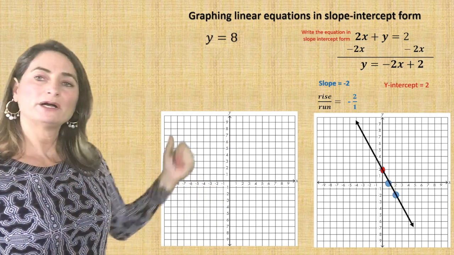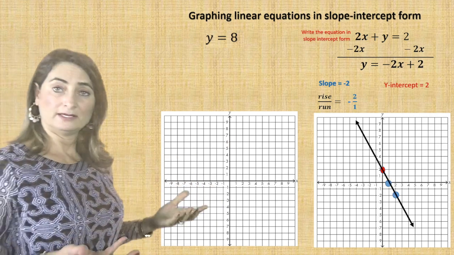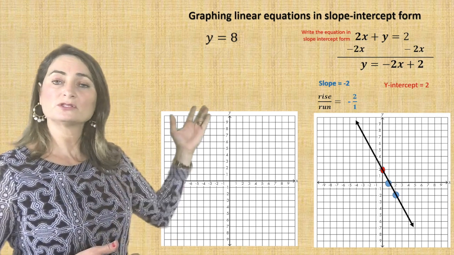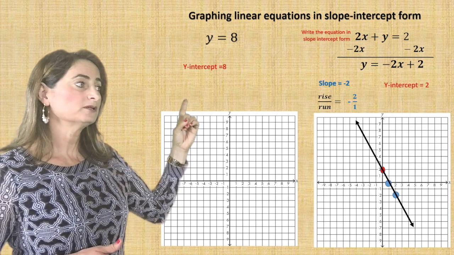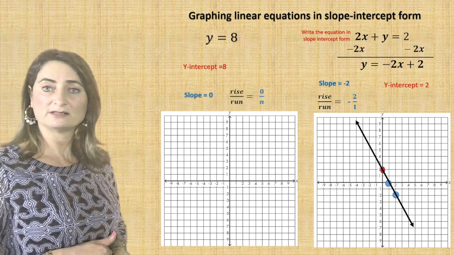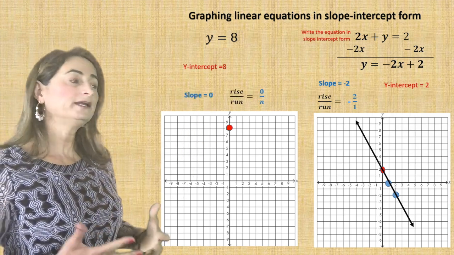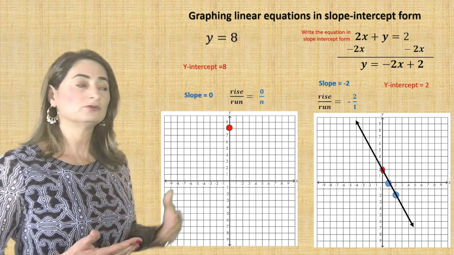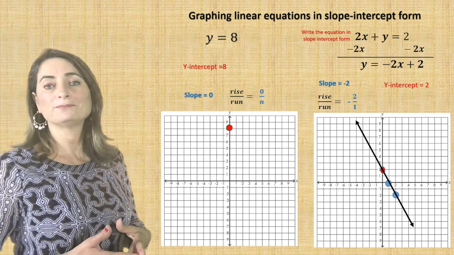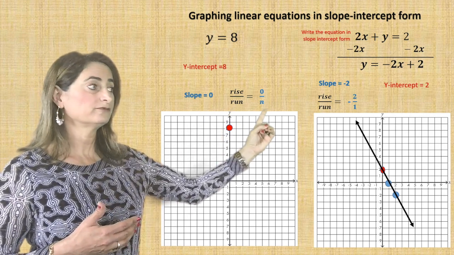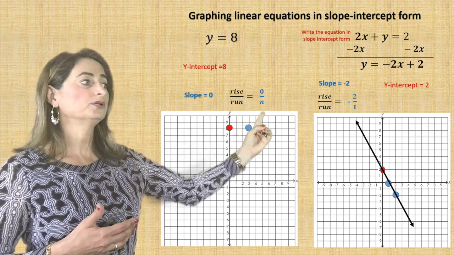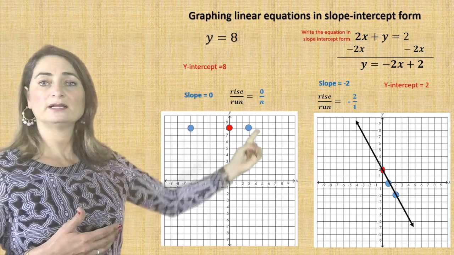The second one, y equals 8. That is written in slope-intercept form. The slope is 0 and the y-intercept is 8. So on the graph, start with the y-intercept, find 8, put a dot, and that's the red dot. Now write it as a rise over run for the slope, which means 0 divided by any number. So do not rise anywhere, just run from the 8 and put a dot anywhere you want and then connect them.